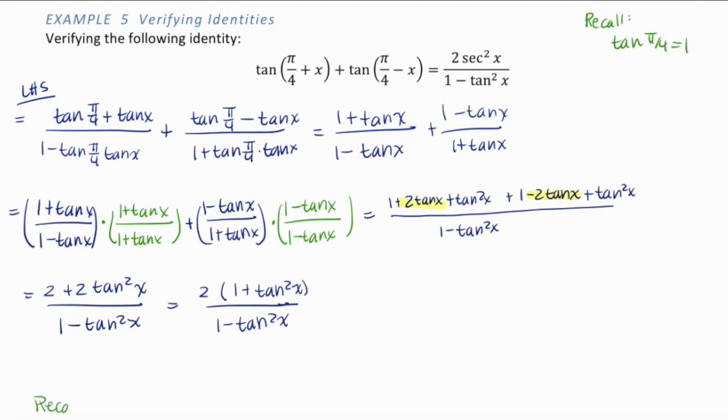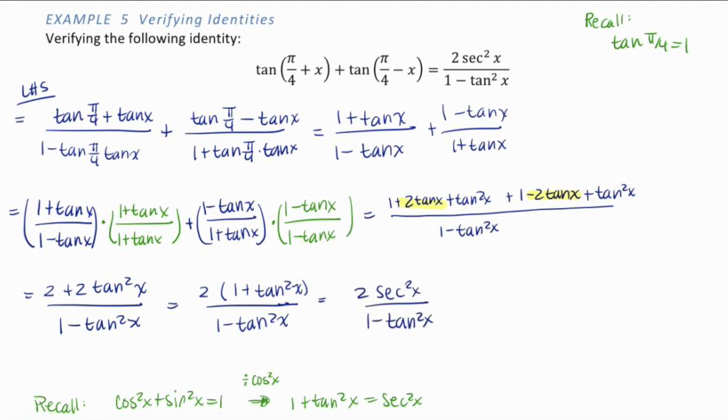So recall, cosine squared x plus sine squared x equals 1. If we divide both sides by cosine squared x, we end up with 1 plus tangent squared x equals secant squared x. So this becomes 2 secant squared x divided by 1 minus tangent squared x. This looks like the right-hand side, so we are done. And this concludes the lecture for section 7.2.